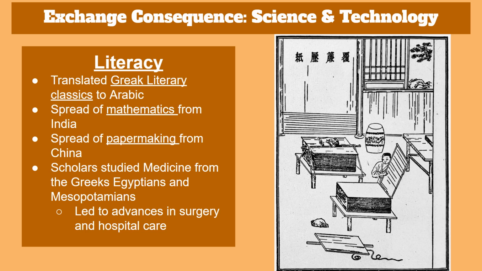Because of the exchange networks, Greek literature classics were translated into Arabic because these Greek writings were sent to the Arabic Empire or the Islamic empires. We also see the spread of mathematics from India, the spread of papermaking from China, and scholars studied medicine from the Greeks and Egyptians and Mesopotamians, which led to advances in surgeries and hospital care throughout the world.